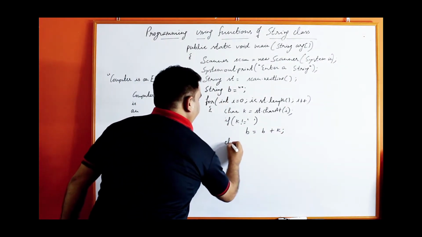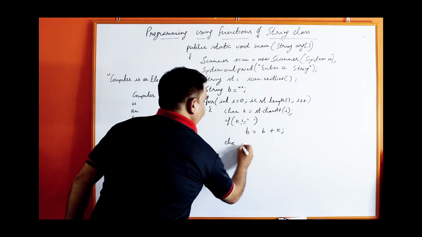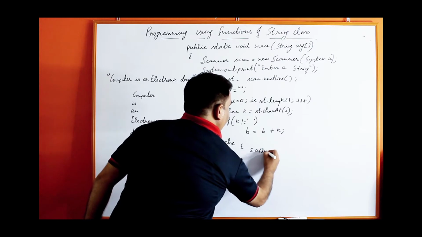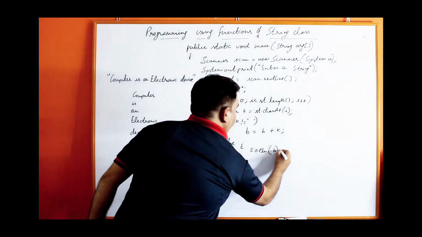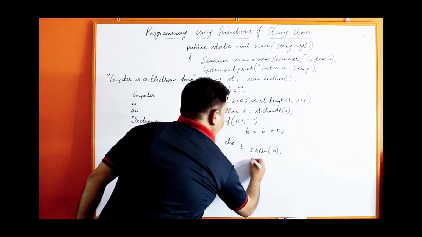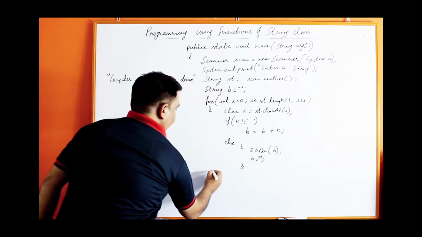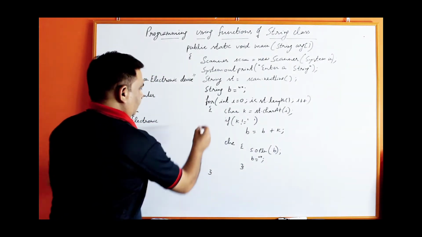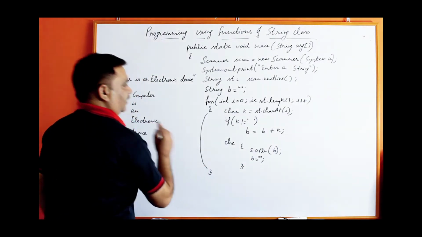If it is a space, then the else block will execute. System.out.println, print the word b and again make it empty, null or blank. Close the loop. So, the loop is from here to here.